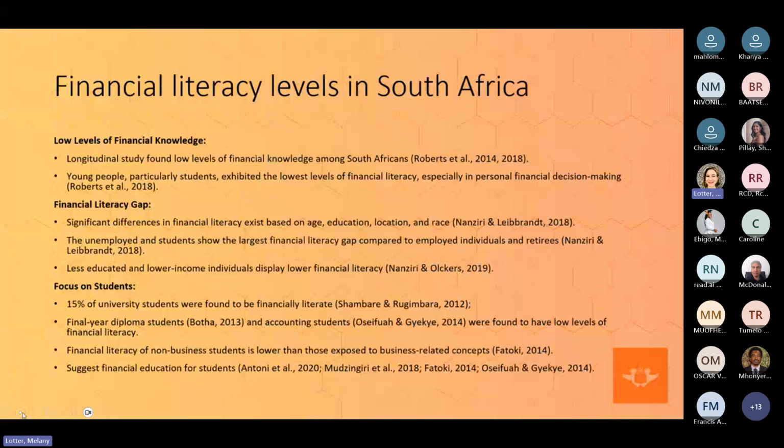Another study showed that final year diploma students and accounting students were actually found to have low levels. And students in non-business modules or disciplines have lower financial literacy than those in finance or business-related fields. So the majority of the studies suggest that financial education is needed for students to improve their financial literacy.